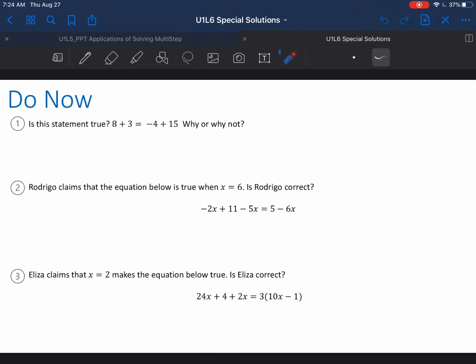So here's our do now. Everybody, I have these 3 questions. What I want you to do is take a second, pause the video, and answer these 3 questions either in your Algebra 1 student workbook, your spiral, on a piece of paper, or just take a second and think about it. I'm going to post the solutions, so make sure you pause the video. Your solutions are coming in 3, 2, 1.